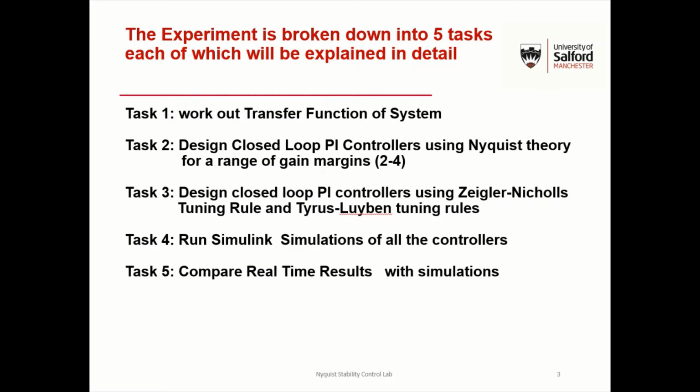First, to work out the transfer function. Second, to design some PI controllers using the Nyquist method for gain margins between 2 and 4. Task 3 is to use some other methods, namely Ziegler-Nichols and Tyreus-Luyben tuning rules. Task 4 is, having designed the controllers in task 2 and task 3 and worked out a transfer function in task 1, to run a simulation of the system plus the different controllers.